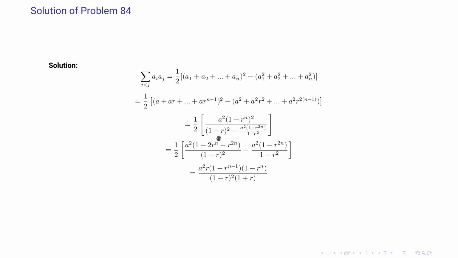This is written properly in the next line. So this becomes 1 by 2 and a square into (1 minus 2r to the power n plus r to the power 2n) divided by (1 minus r) whole square. This becomes a square into (1 minus r to the power 2n) by (1 minus r) square. Now all that remains is taking LCM and solving, which will yield us our desired solution.